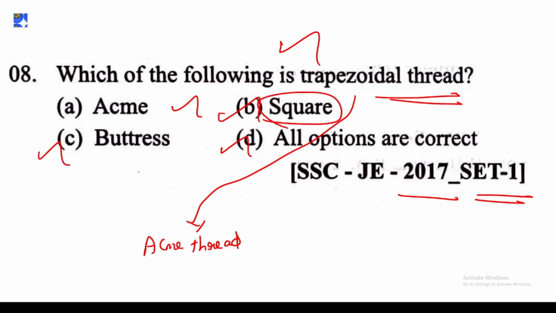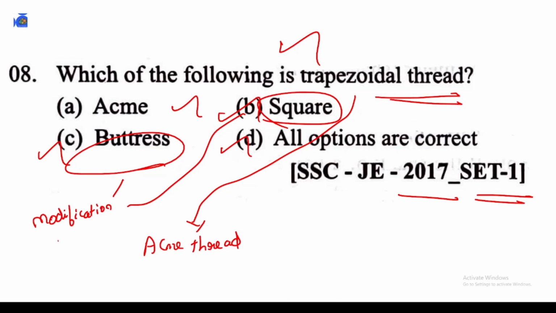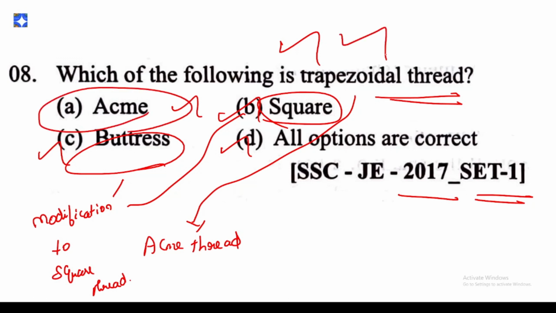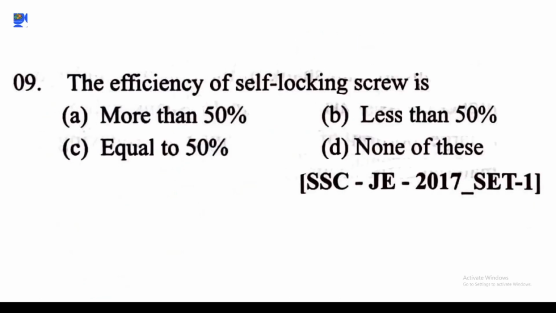whereas square and buttress, these two are actually modifications to the square thread. So I can say that option A would be the correct answer. Trapezoidal thread is an acme thread. So we'll move on to the next question.